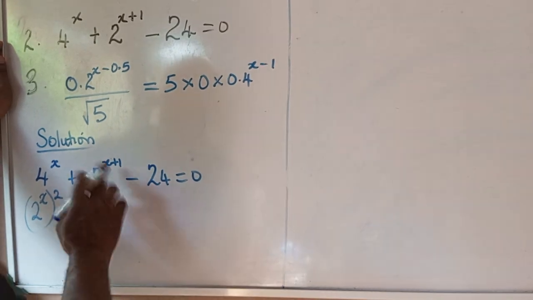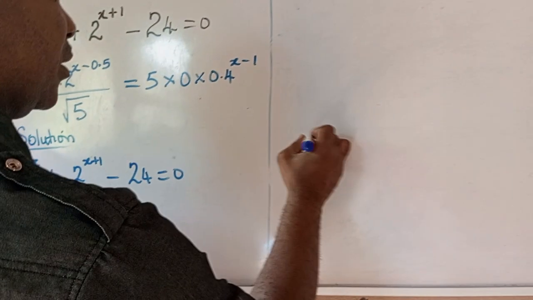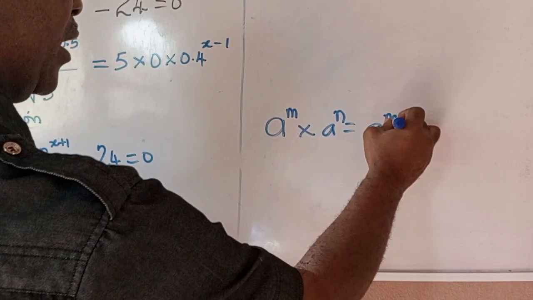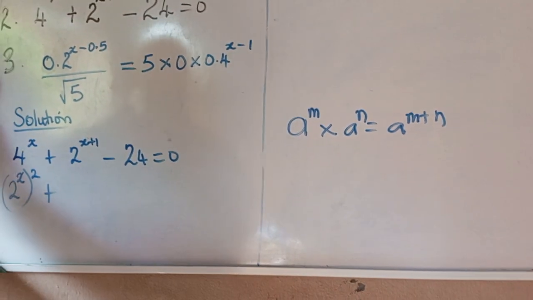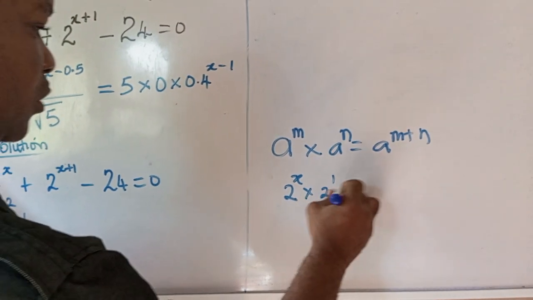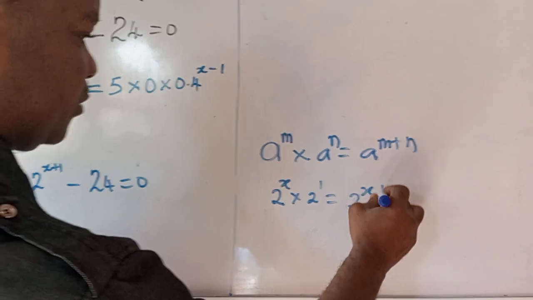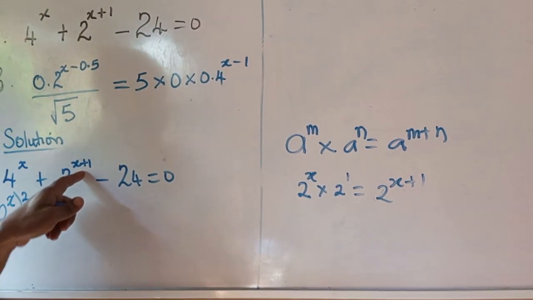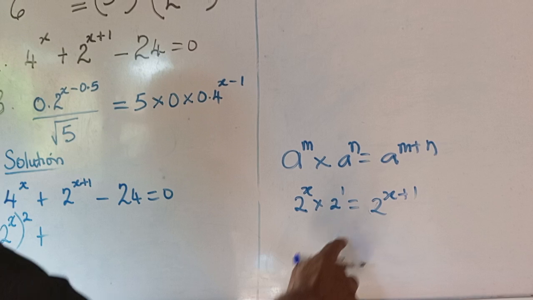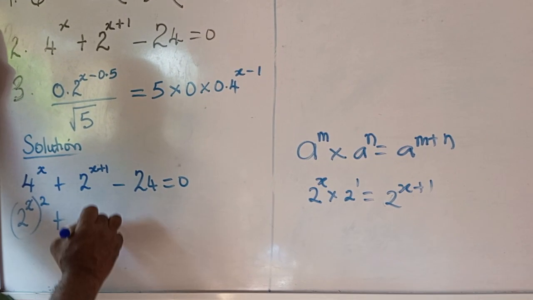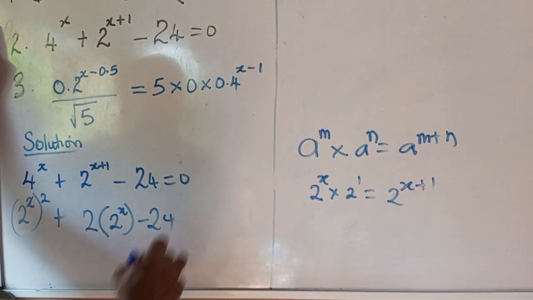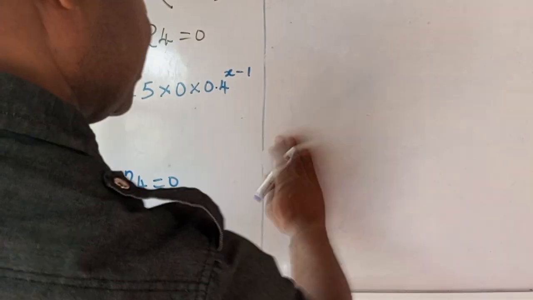Then plus, let's look at this. We know that a to the power m times a to the power n is equal to a to the power m plus n. So we can look at 2 raised to the power of x times 2 to the power of 1 to be equal to 2 raised to the power of x plus 1. So our 2 to the power x plus 1 here can be written as 2 to the power x times 2, so that we will have 2 times 2 to the power x to replace this, minus 24.